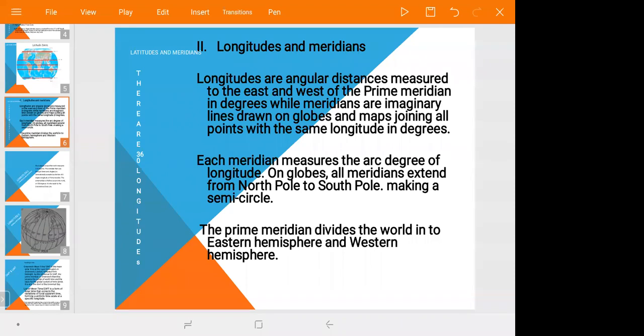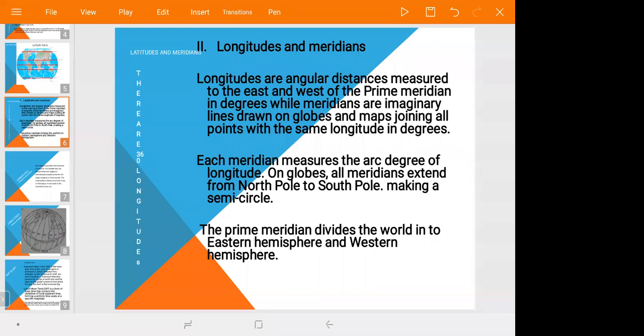Longitudes are angular distances, lines drawn from north to south. Angular distances, very good. Like latitudes, they are angular distances, but latitudes are measured north to south, while this one is measured east to west. But both of them are angular distances.